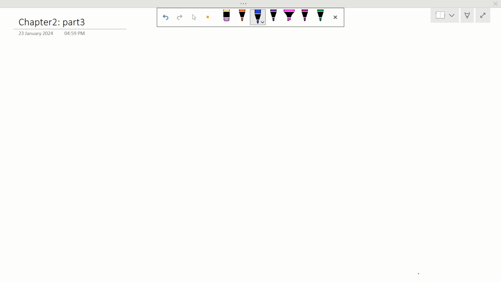This is the continuation class on chapter 2, part number 3. Today we'll be going to discuss functions, right? Based on functions, we'll solve exercise 2.3. In our previous classes we also mentioned functions, but today we'll discuss them in detail.